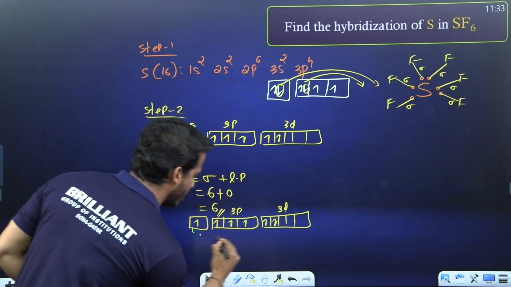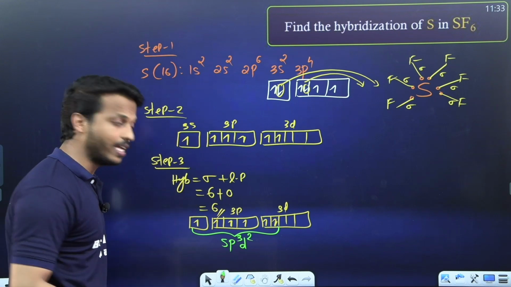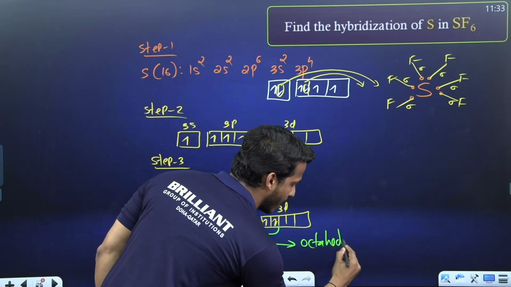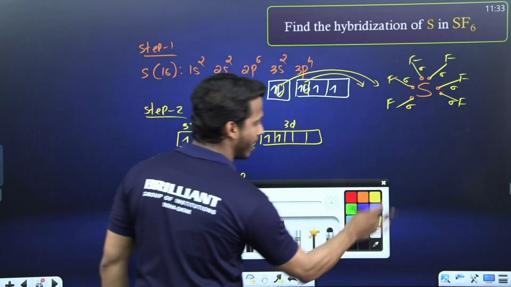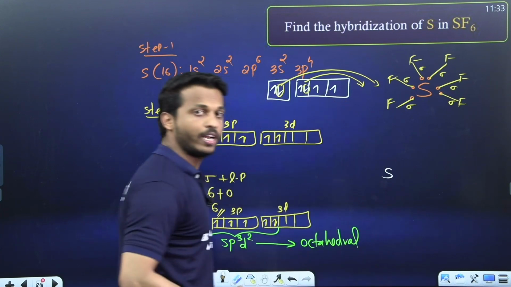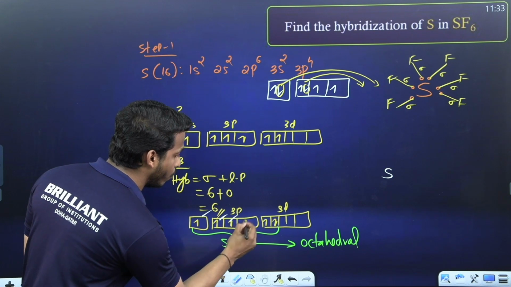sp3d2. So mix these all. If the hybridization is sp3d2, what structure did we study? Octahedral shape. What is octahedral shape? Square bipyramidal. How to draw it? Sulfur. What is octahedral? You know, a total of 6 atomic orbitals are mixed, right?